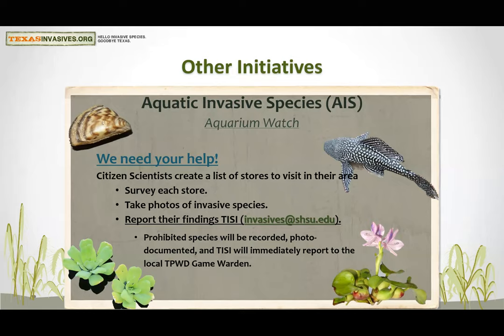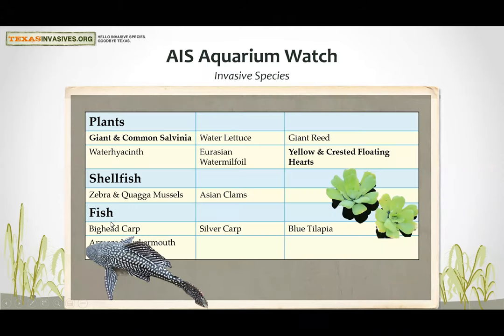So, are they selling sucker mouth catfish, water hyacinth, which we covered today, zebra mussels, water lettuce? So these are the species that we would be looking for. And a few of them we did talk about today: the common and giant salvinia, the Eurasian water milfoil, the floating hearts, the water hyacinth, zebra and quagga mussels.